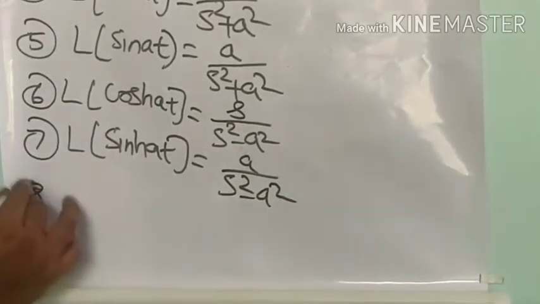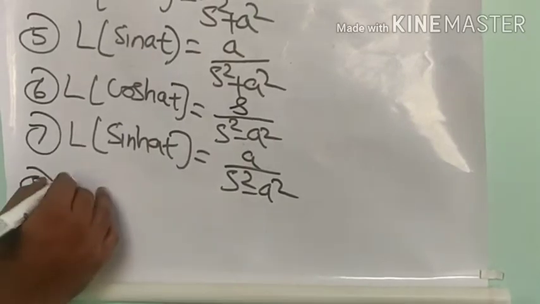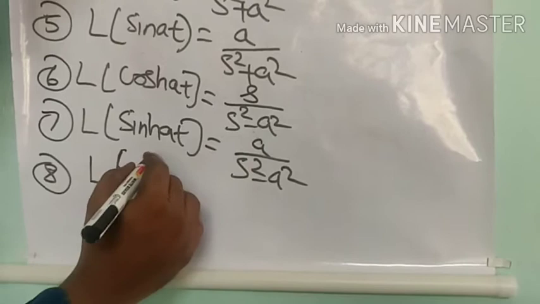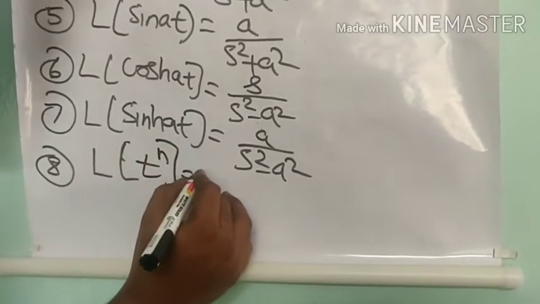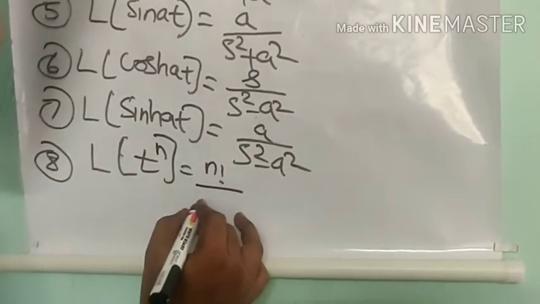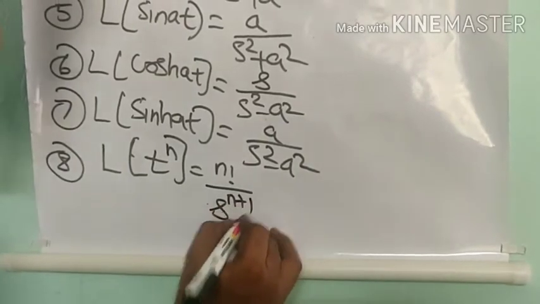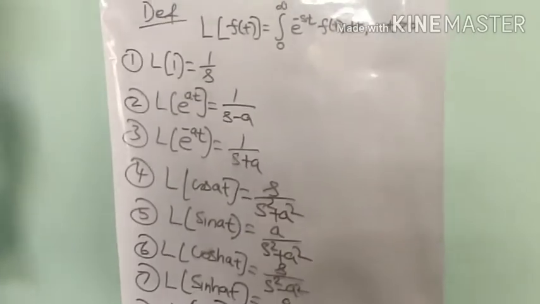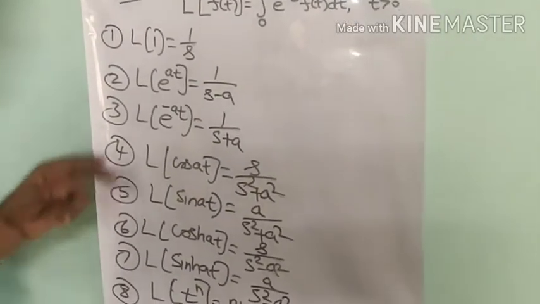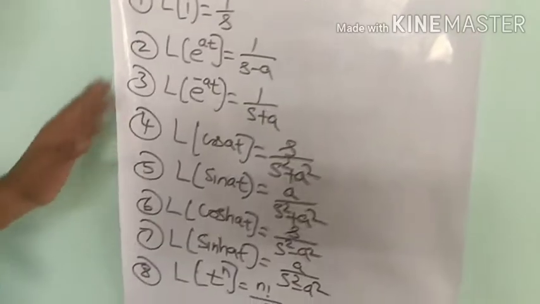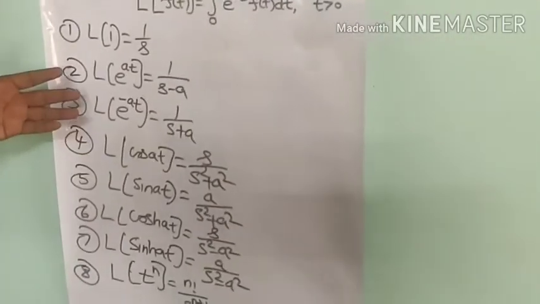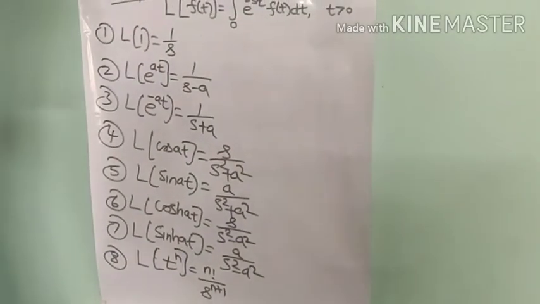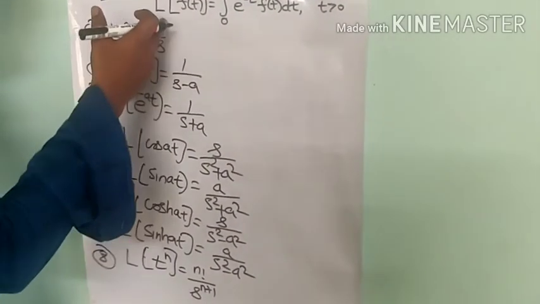The last, final formula. In this formula mostly we can expect the problem, two marks problems. So very important. Laplace of t power n is nothing but n factorial by s power n plus 1. So this is the 8th formula. From this 8th formula, surely two marks problems will come. So what do you do? Just learn this formula. Now we see the problems based on this formula. Surely two marks problems will come. Okay, and the definition.